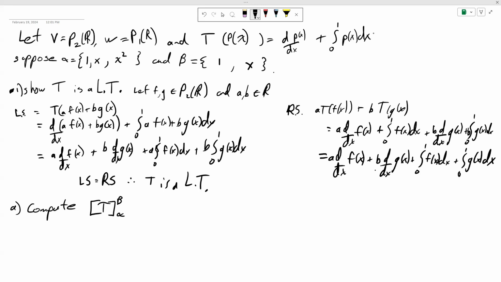And I had mentioned that we were going to show that T does map V to W, but we're going to take that as an assumption. If you want to verify that for yourself, you can go through that proof. But the idea is that the derivative takes polynomials of degree at most 2 and outputs polynomials of degree at most 1, whereas the integral outputs constant values. So we're going to have some constant plus a polynomial of degree 1, giving us a polynomial of degree at most 1.